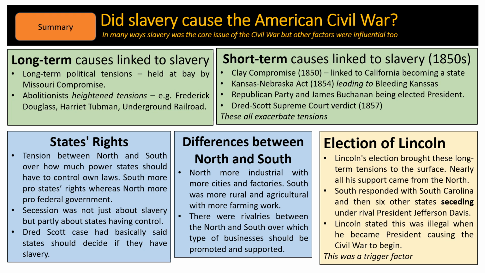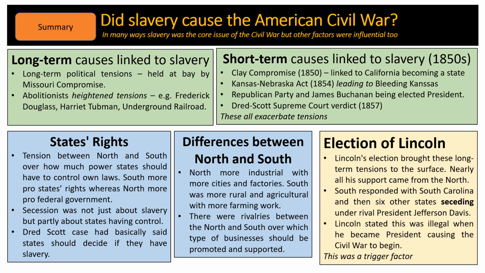talking about those abolitionists, talking about long-term political tensions which had been held at bay by the uneasy Missouri Compromise. Then you could talk about some of the short-term causes linked to slavery, like the Clay Compromise, the Kansas-Nebraska Act, the Republican Party, the Dred Scott Supreme Court verdict. A nice historical word to use would be that they all exacerbate tensions.